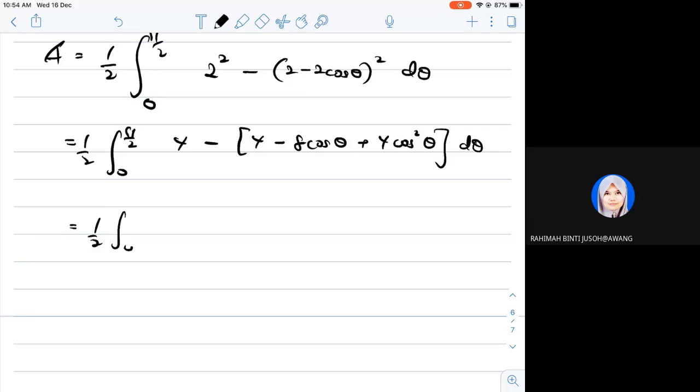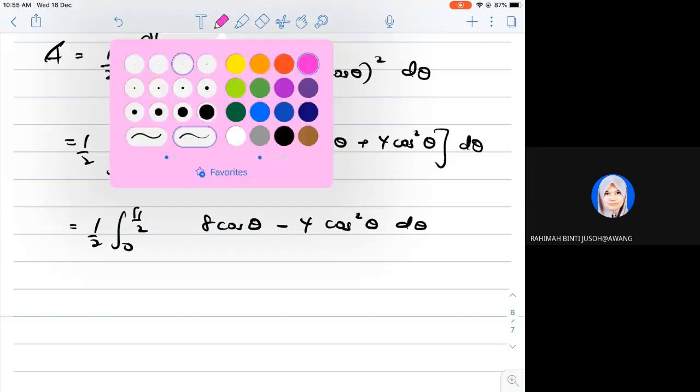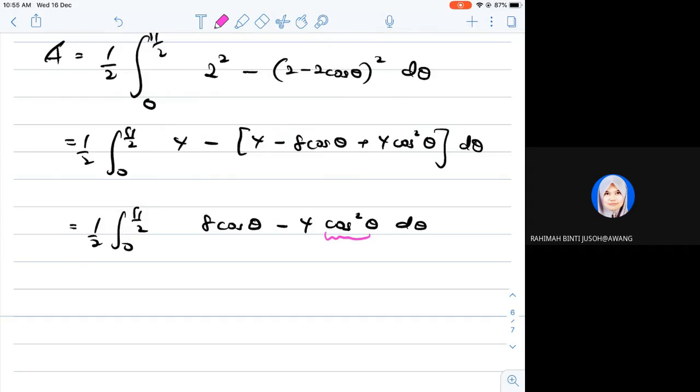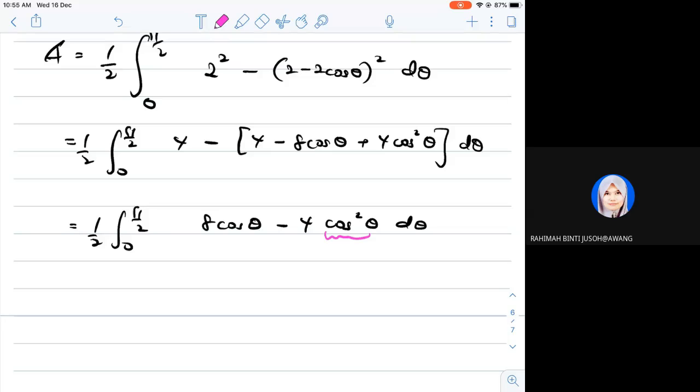So 1 over 2. So negative, negative becomes positive. 8 cos theta minus 4 cos squared theta d theta. Okay, as usual, this one, we have a cos squared. So we will have 1 over 2, 1 plus cos 2 theta.